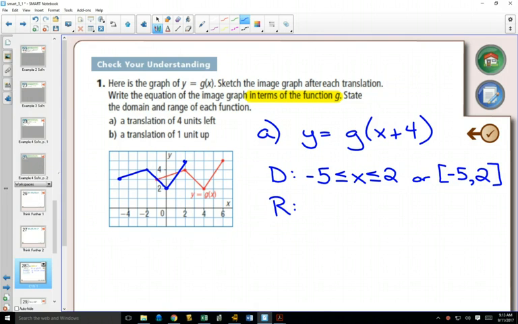The range are your y values. Again, think about coming from the bottom, what's my smallest y value? It's 2. And then it includes everything all the way up until you get to 5. So in set notation, you'd write it like this. In interval notation, it would go from 2 to 5.